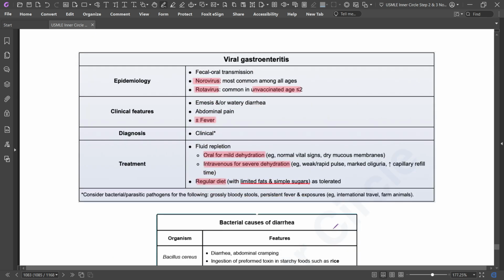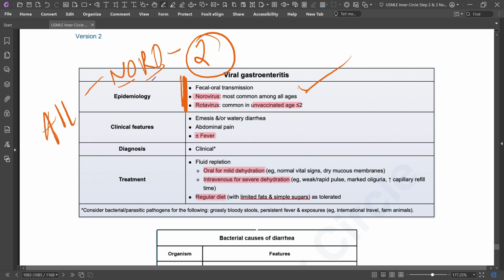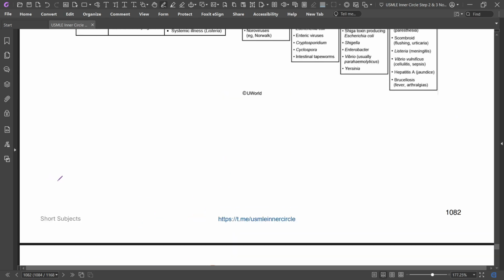Okay, look at the bacterial gastroenteritis. This too is very high yield. Noro is most common in all ages. Rota is in unvaccinated children less than 2. Noro and rota are fecal-oral. They can cause emesis, watery or bloody diarrhea, abdominal pain, and fever. Diagnosis is clinical. Fluid repletion: oral for mild rehydration, intravenous for severe dehydration, and regular diet, limit fats and simple sugars as tolerated. Consider bacterial or parasitic pathogens following grossly bloody stool, persistent fever, and exposures.